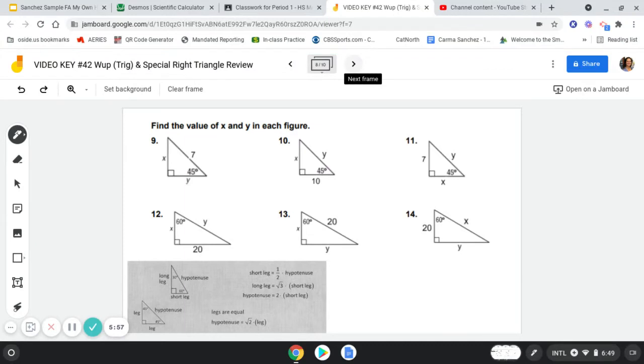Okay, last practice of the 45, 45, 90s, where I just want you to kind of go with it. Pause the video, see how you do, see where you're at on these. Let's see how you did.